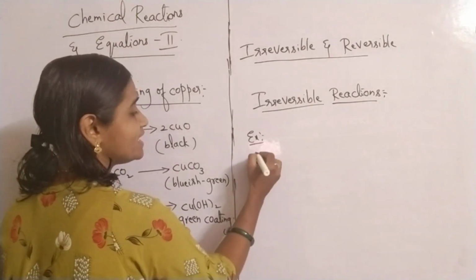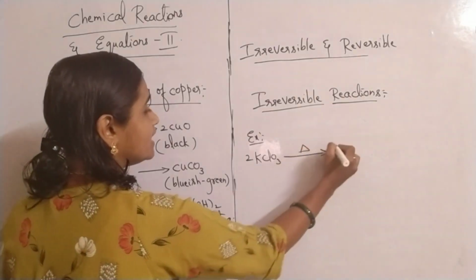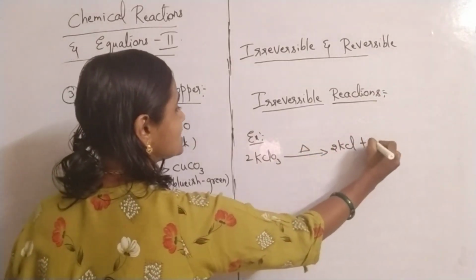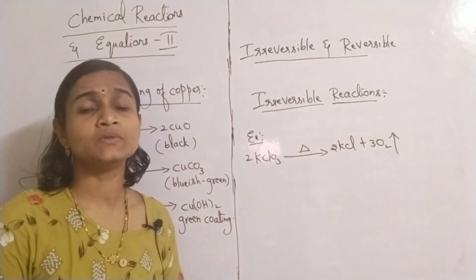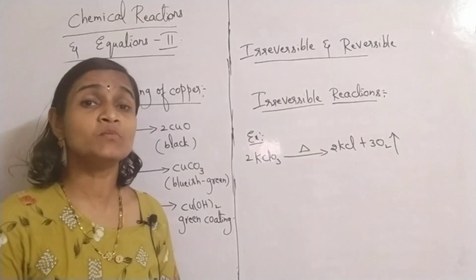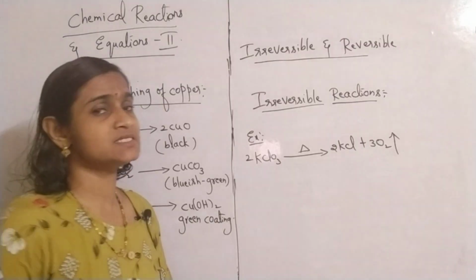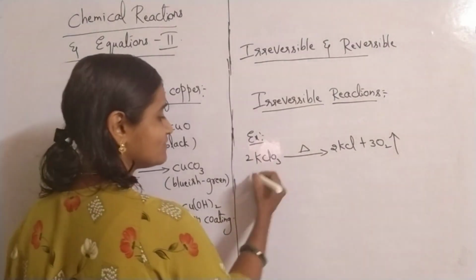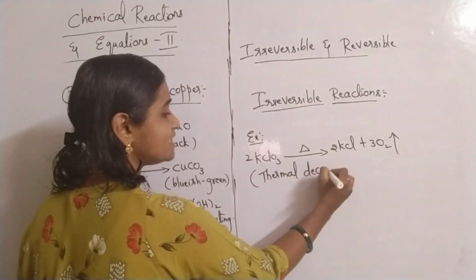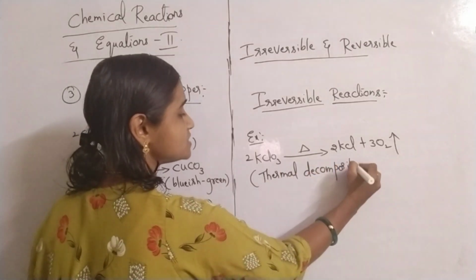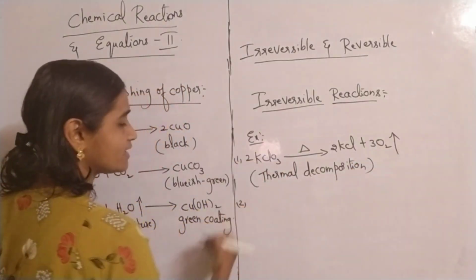Examples are decomposition reactions, thermal decomposition reactions like 2KClO3. On heating, it gives rise to 2KCl plus 3O2. This is an example for thermal decomposition reactions. Thermal decomposition reactions can never be reversed. Please remember, we have learned this before. So thermal decomposition reactions are irreversible reactions. This is the first example you can take.